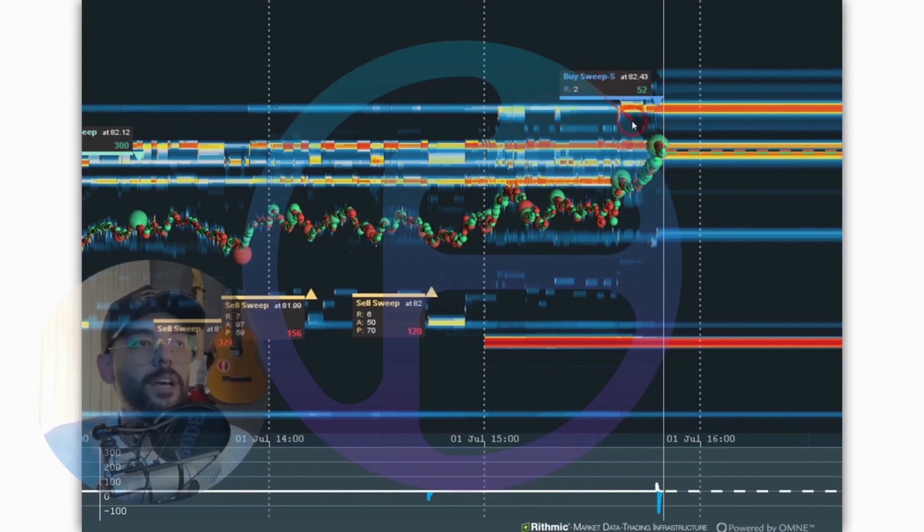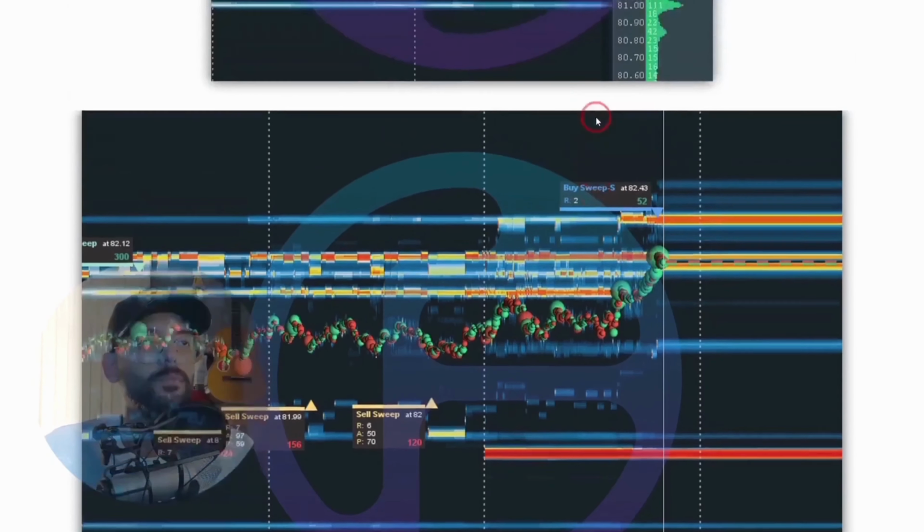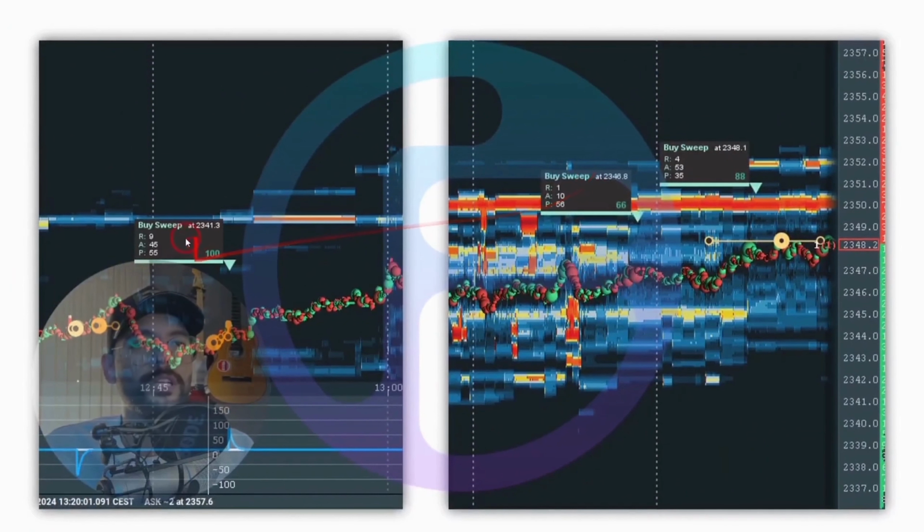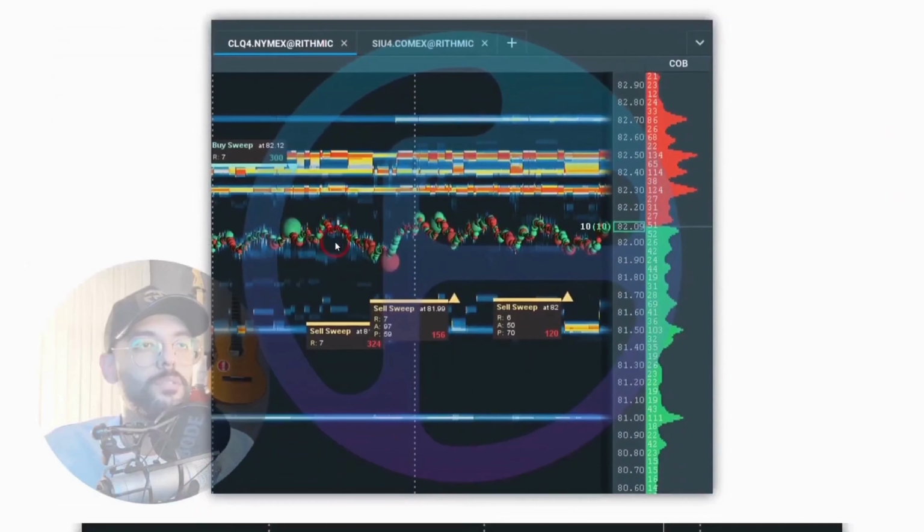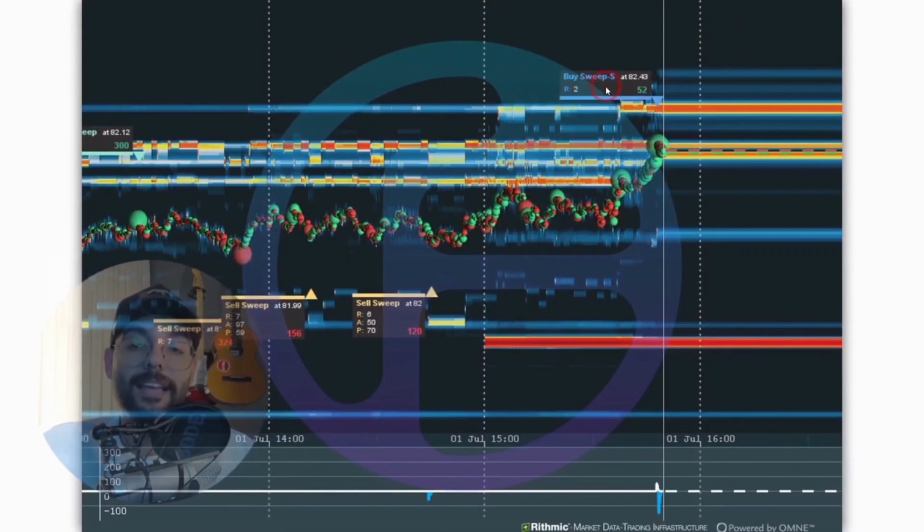If you pay close attention here, you'll see a buy sweep has been activated, but it's different from the previous buy sweep we saw. Let me pull that up. The buy sweeps you saw here were triggered in green, but this buy sweep is blue and has an S written in front of it.